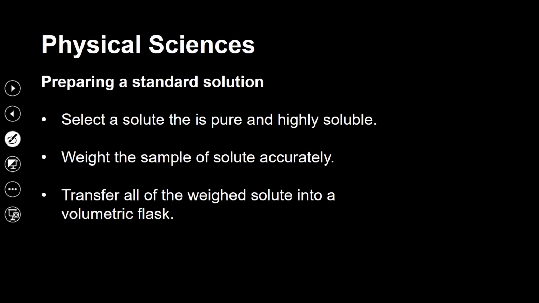Right. Now, how exactly do we prepare a standard solution? A standard solution, remember, is always a homogeneous solution. So the solute must be completely soluble. It should be a pure substance. Remember, a pure substance is an element or a compound that is highly or completely soluble. So we need to determine the mass of that sample of solid correctly. Why do we need the mass?